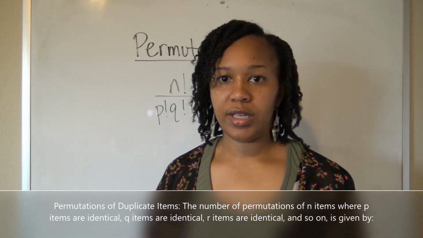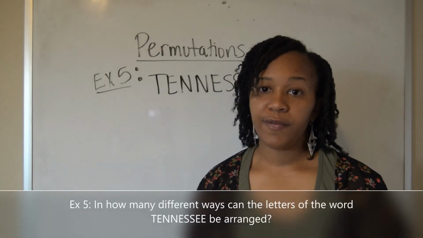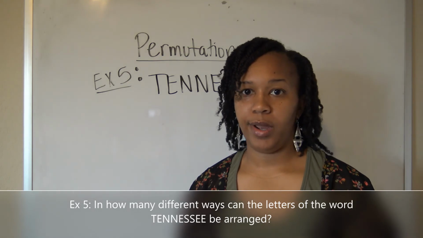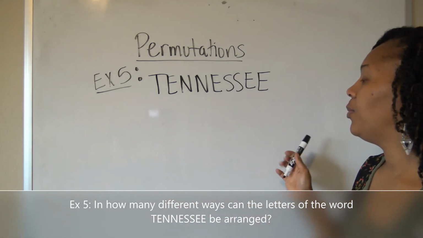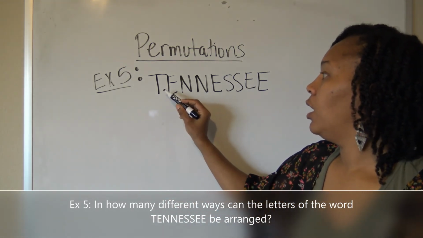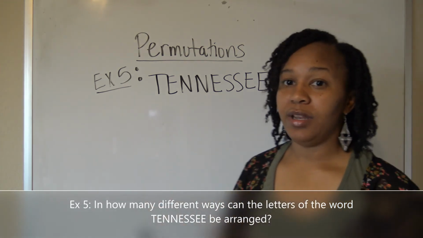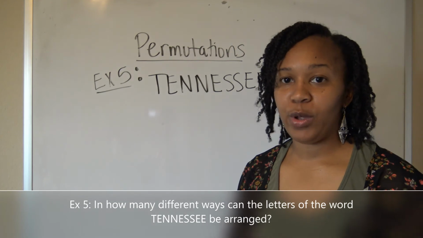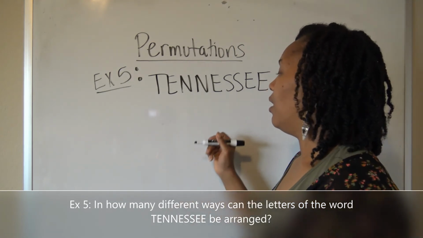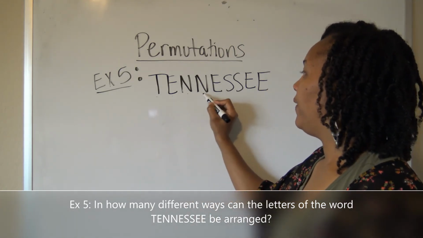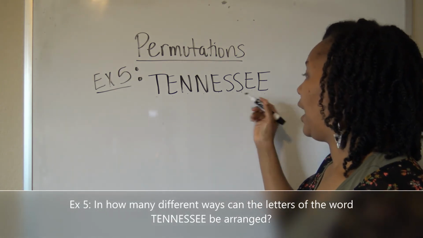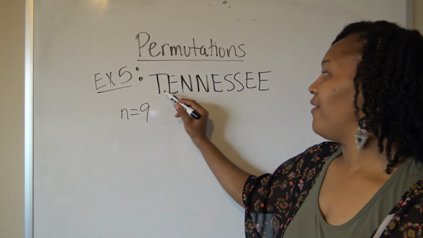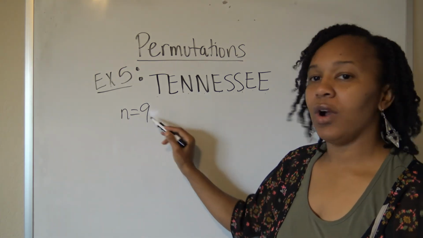So let's look at this last example. In this example, we want to figure out how many different ways can the letters of the word Tennessee be arranged. Okay, so I have Tennessee written up here. We see that there are a lot of letters that are repeating, and we want to just rearrange these letters and figure out how many different ways we can rearrange them. So we have 1, 2, 3, 4, 5, 6, 7, 8, 9. So our N would be 9. We have N letters in Tennessee, so our N would be 9.